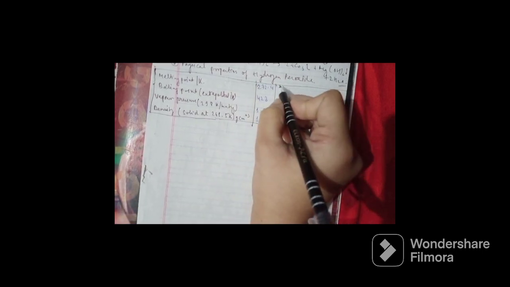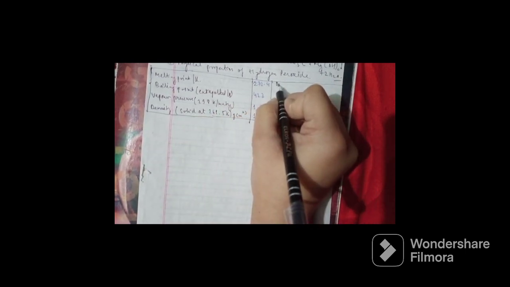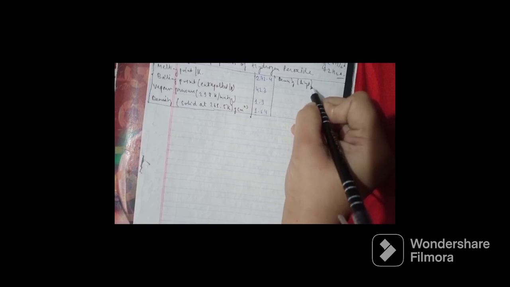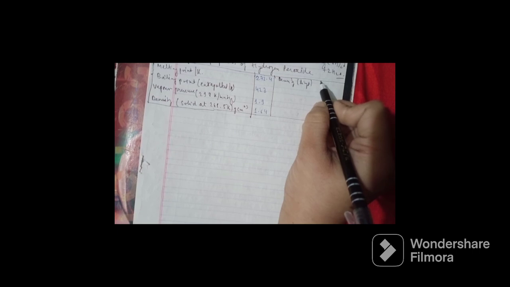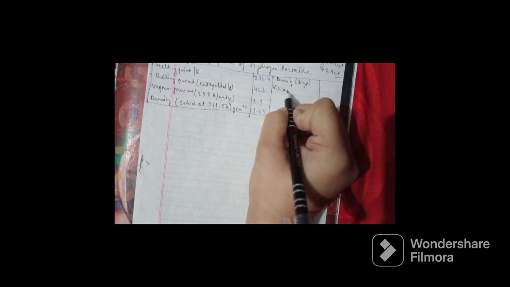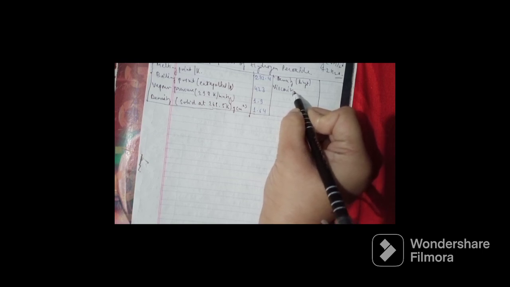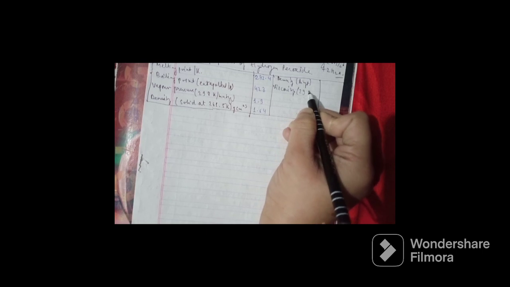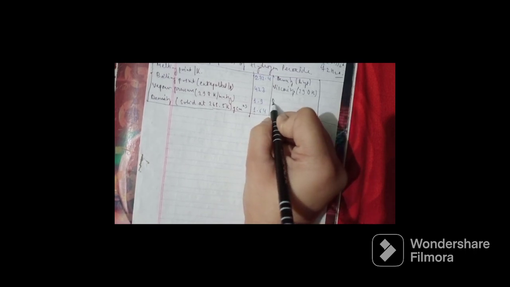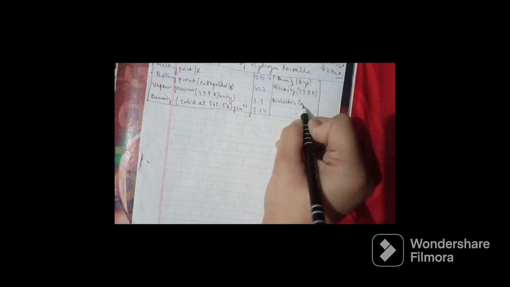Now the next one is density of liquid at 298. Then we will discuss viscosity, which is at 290 Kelvin in centipoise. Another is the dielectric constant, and another one is electrical conductivity.